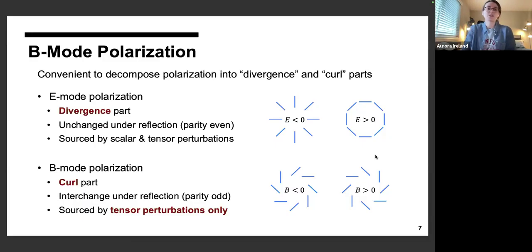So it's convenient to decompose the resulting polarization into divergence and curl parts. The divergence part is the E-mode polarization pattern, in analogy with an electric field. And this is the part that's parity even, it's unchanged under reflection, and this is sourced by both scalar and tensor perturbations. B-mode polarization is the curl part, in analogy with a magnetic field, and this one is parity odd and sourced by tensor perturbations only, which is why we say that detection of a B-mode polarization signal would be evidence of gravitational waves or tensor perturbations.